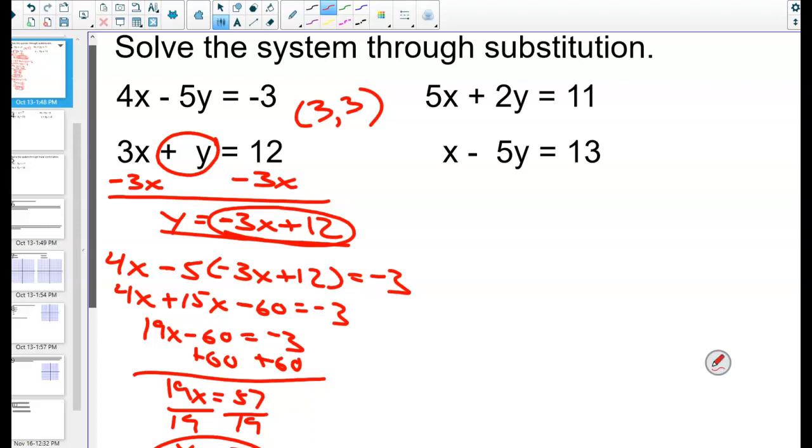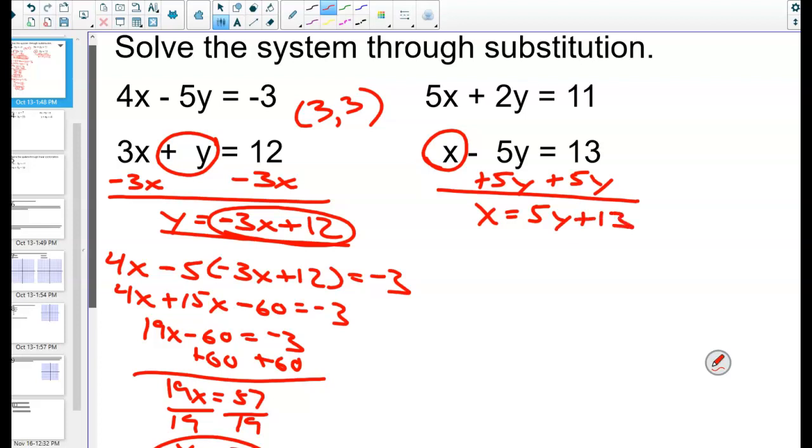Whereas with graphing, you have to solve for y. You don't have to solve for y. You can solve for x as well. That's what we talk about, making a good decision. So if I add 5y to both sides here, x equals 5y plus 13. That's what x equals, and I can take this value and put it into my other equation.